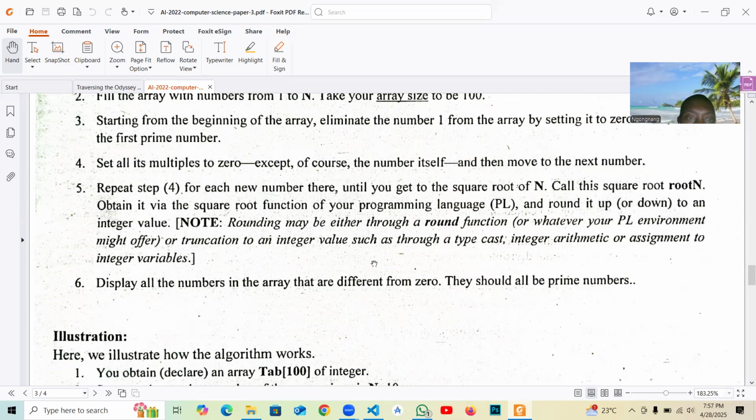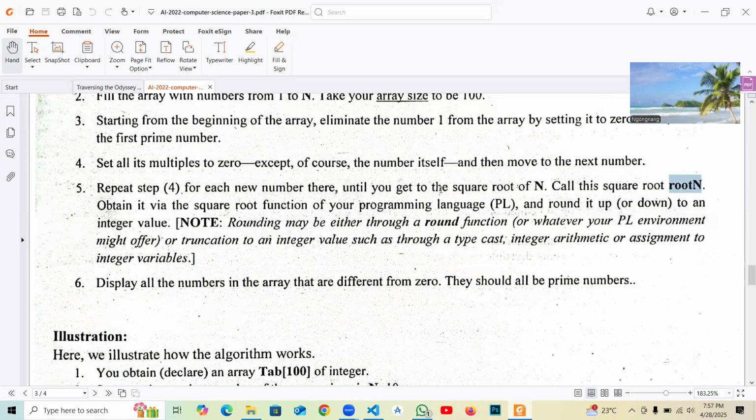So after we have located the next prime number in the range, after 1, we set the multiples of that number to 0. Then move to the next number, perhaps 3. If it's a prime number, of course it's a prime number, we will equally set the multiples of 3 to 0, until you get to the square root of n. Call this square root of n, root n. This is going to be a variable that we will be using in our program.